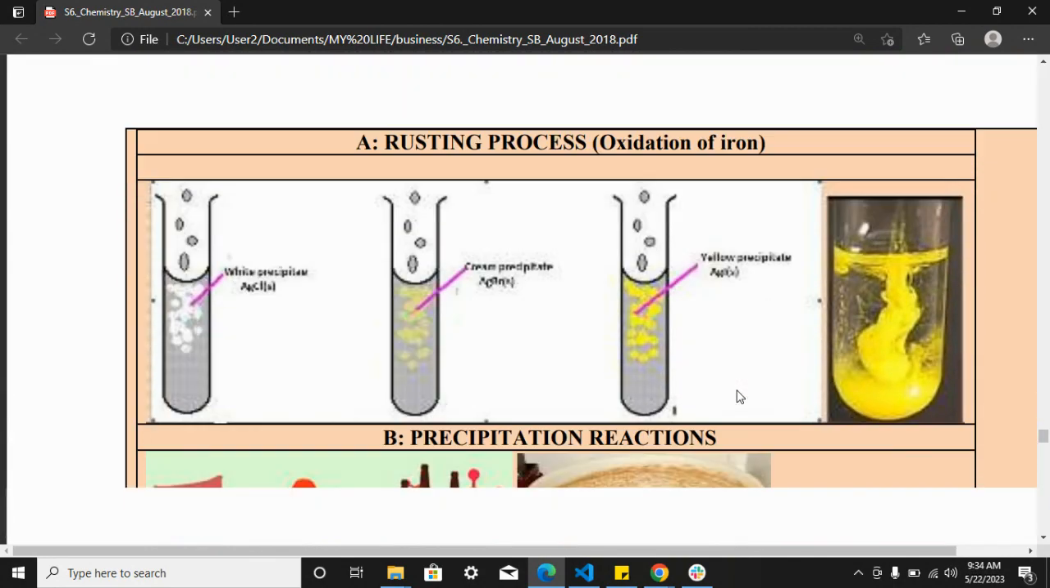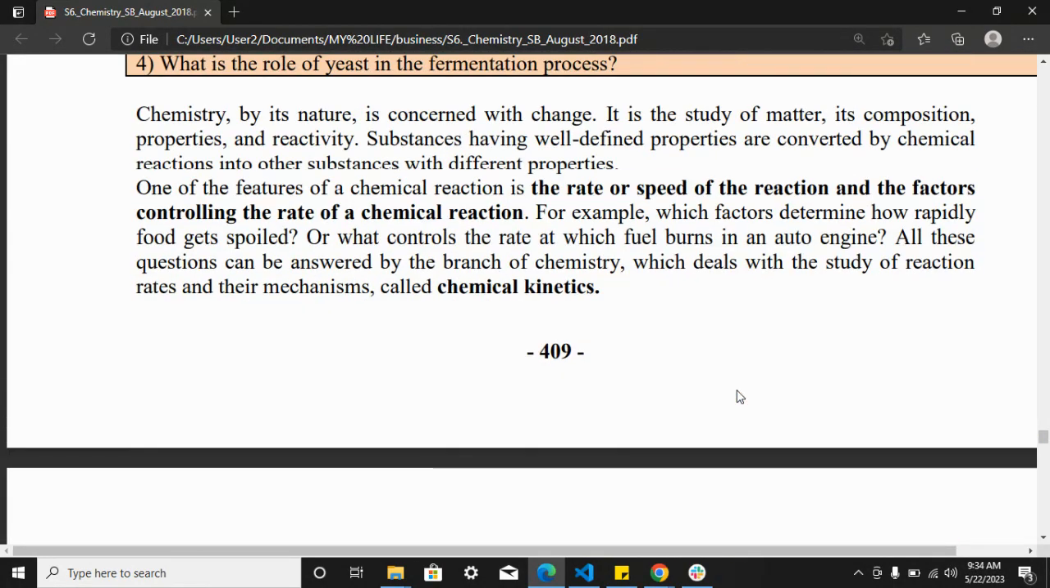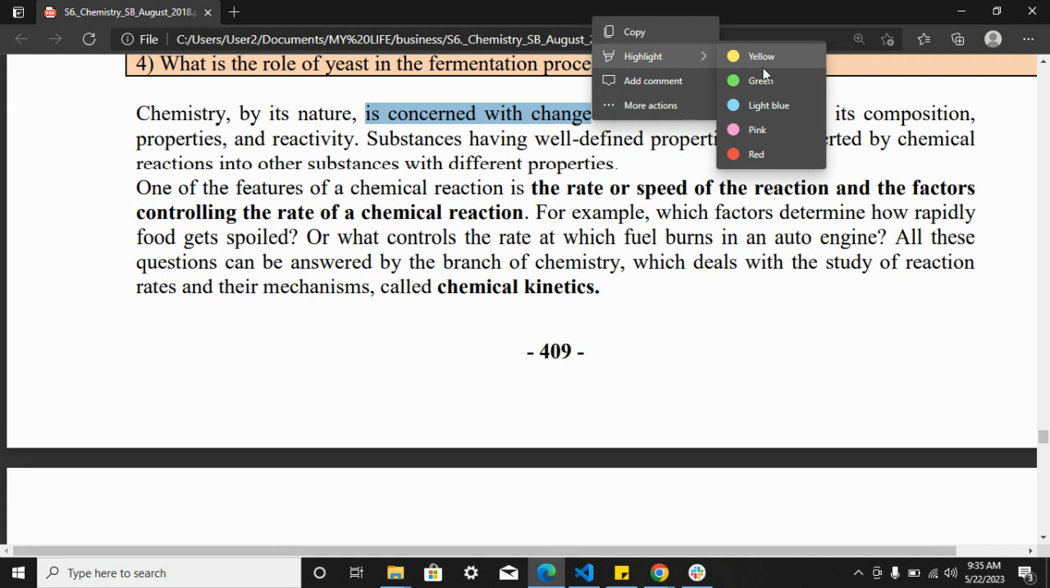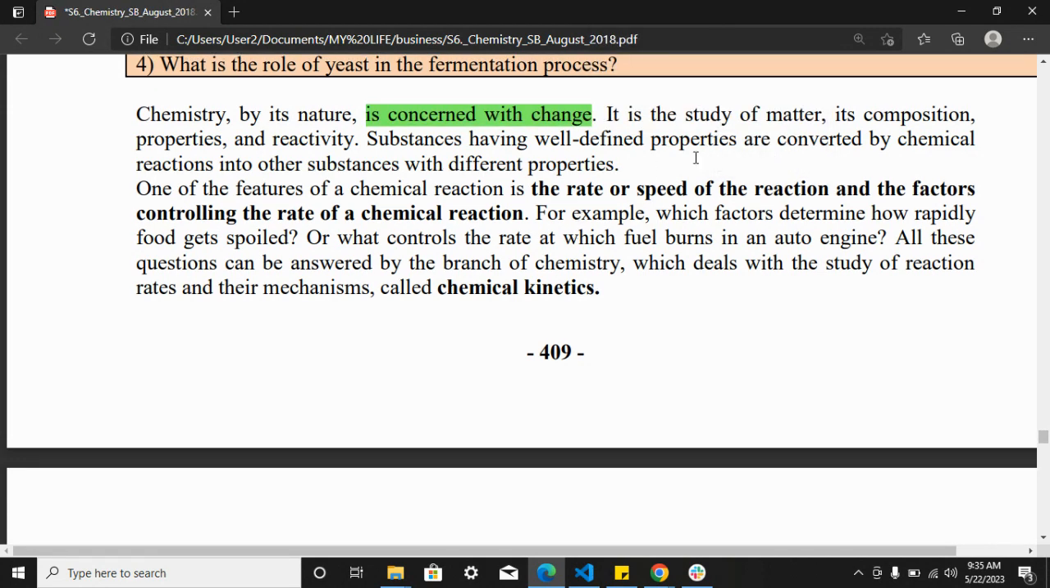So with that being said, let's start without wasting any time. Chemistry by nature is concerned with change. Actually, chemistry is concerned with change. That means we have various reactions.